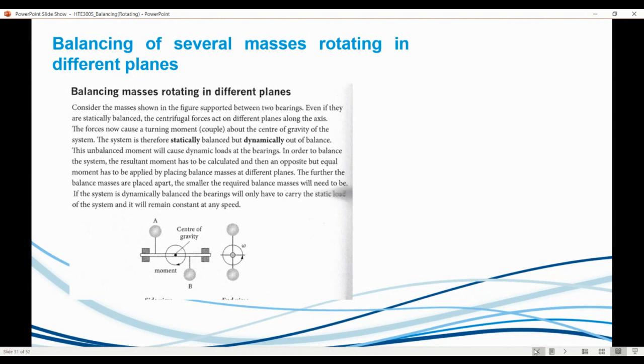Even if they're statically balanced, the centrifugal forces acting along different planes cause a turning moment or couple. Let's say the system is therefore statically balanced in this case, but dynamically out of balance. So this unbalanced moment will cause dynamic loads on the bearings. In order to balance the system, we need to calculate a few things here.